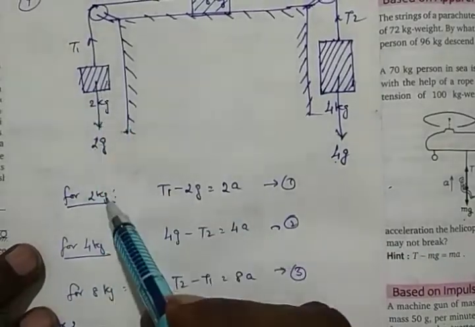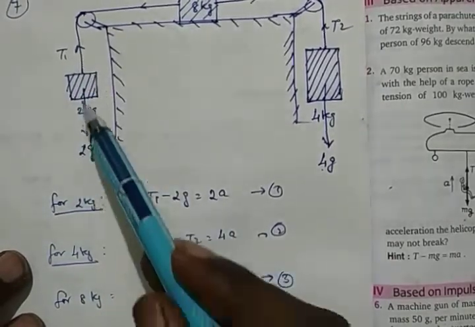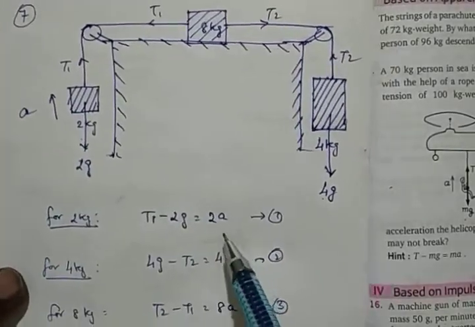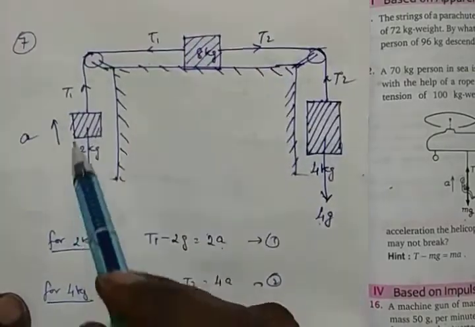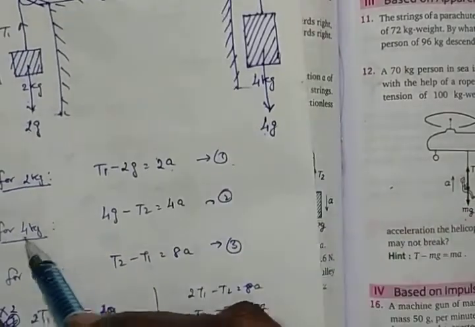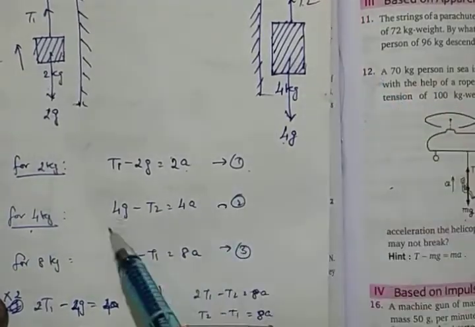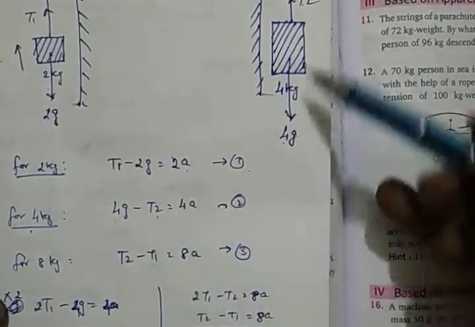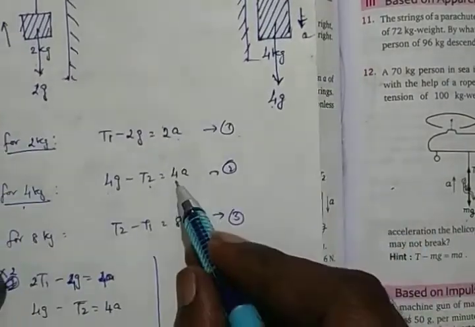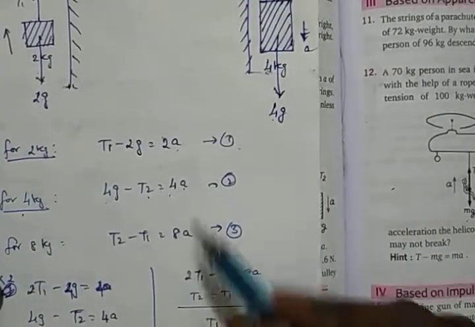So for the 2 kg mass, you have the first equation. Tension is bigger. Tension minus 2g is equal to 2a, because it is going up with acceleration a. Why is it 2a? It is m into a. Okay, this is the first equation. Similarly, what is the equation here for 4 kg? This is going to go down, and tension is going to be less. 4g minus T2 is equal to 4a. So it is going to come down with an acceleration a. 4 is the mass, and a is the acceleration coming down, m into a.